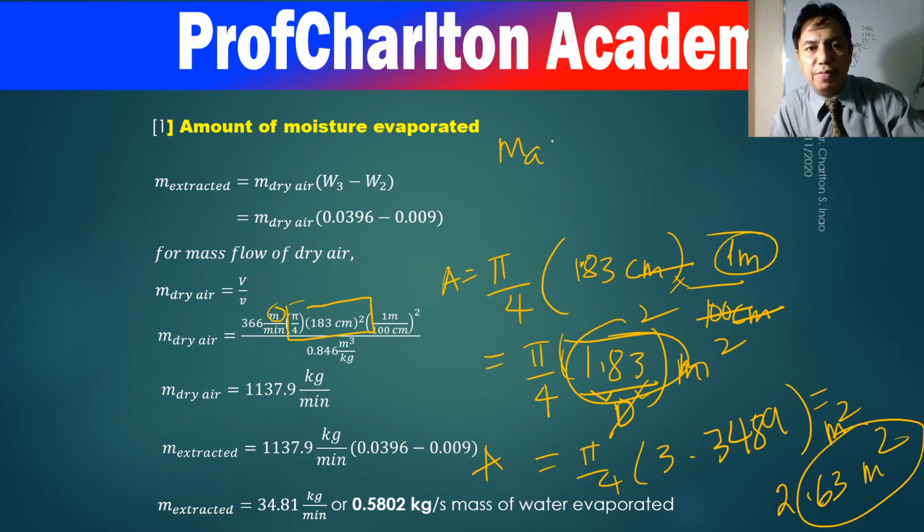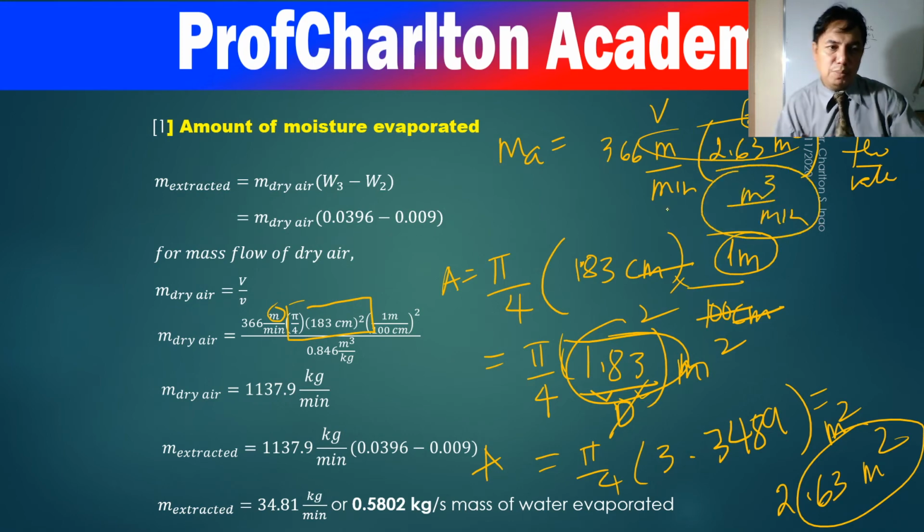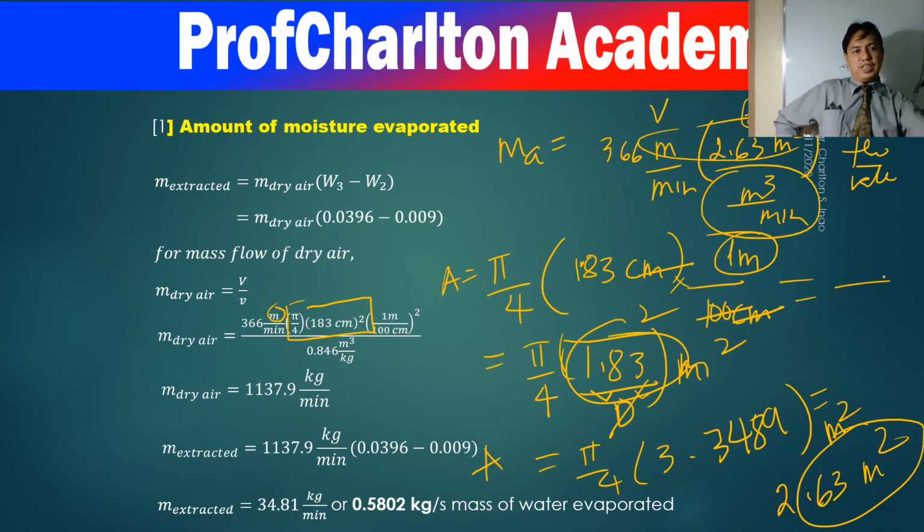So in order to get the mass of air, you have to multiply this 366 meter per minute multiplied by 2.63 square meter. Essentially, this is the area, and this is the velocity. So you will have a volume flow rate, no? It is meter cube, a volume flow rate, meter cube per minute, okay? So if you check the unit, you have a meter cube per minute here.